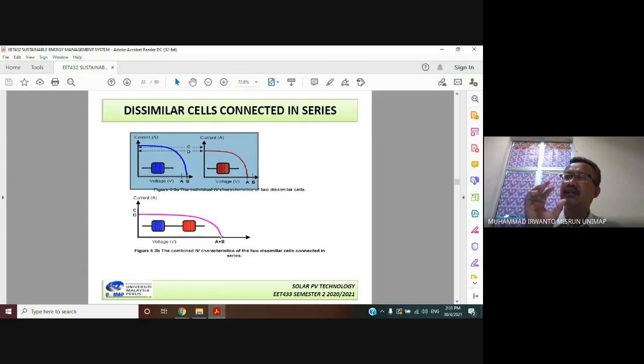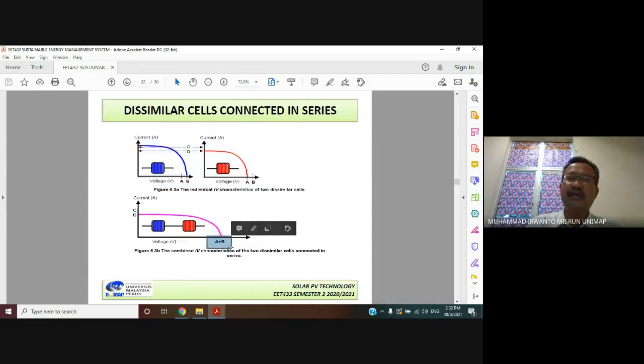The total voltage is the summation of each voltage. Meaning, if the blue PV cell has B volt and the red PV cell A volt, the total voltage of the blue and red PV cell will be A plus B volt. How about the total current? The total current will take the lowest current.